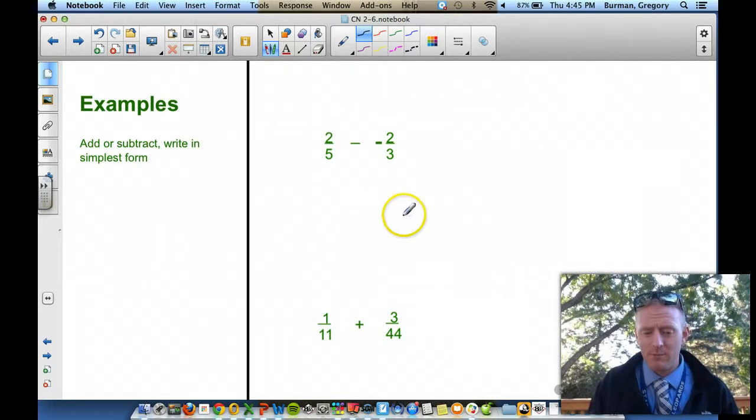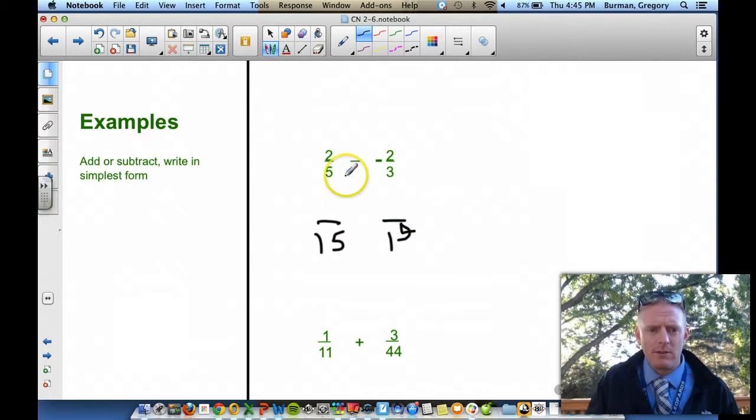Alright, so same rules apply here. So we're trying to keep things in simplest form. Common denominator will be 15 between a 5 and a 3. Ooh, that was kind of goofy. Let's redo that one.